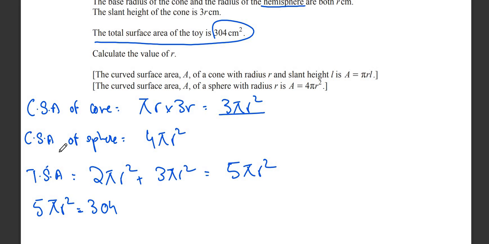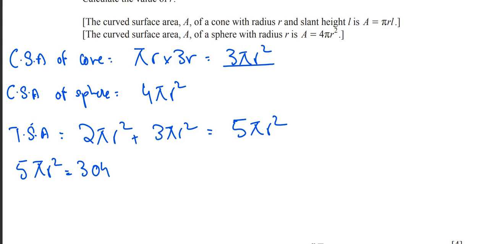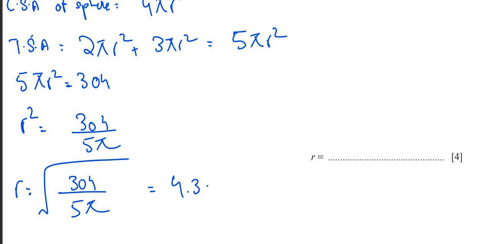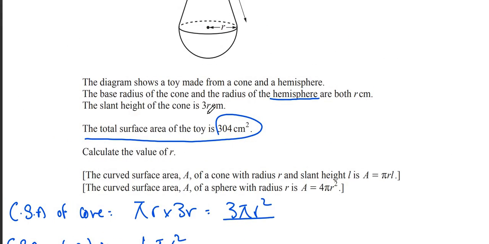Okay, now let's solve it. R square is equals to 304 divided by 5 pi. All right. R is equals to under root 304 divided by 5 pi. The value of r is equals to 4.3992. So it becomes 4.4. So r is equals to 4.4. So we are finished with this question as well.